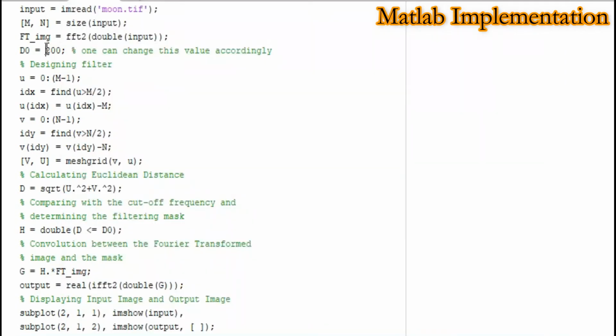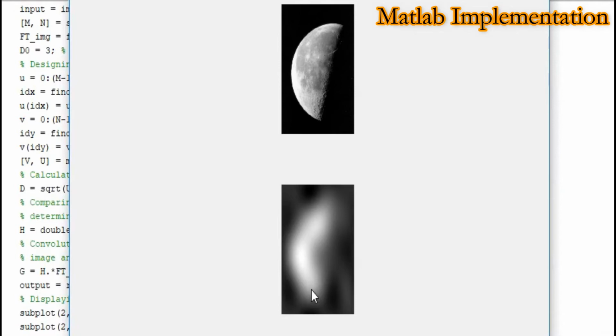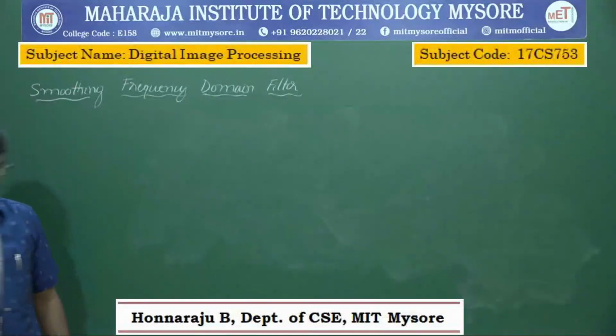If you change this value to 3, now we can see in this output the image is not clear, the image is completely blurred, so we won't get any information from the output. So if the D0 value is high, there is no ringing effect and no blurring effect. If the D0 value is low, there is a ringing effect and a blurring effect. So this is about the ideal low pass filter implementation.